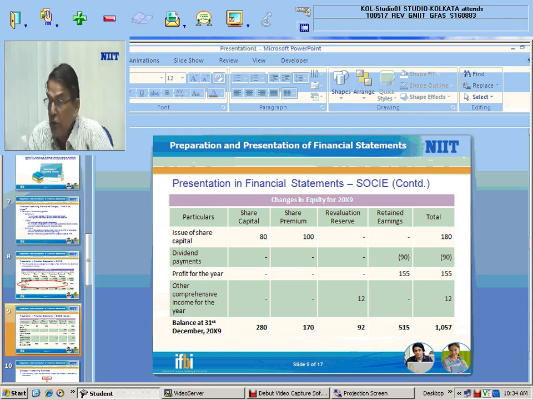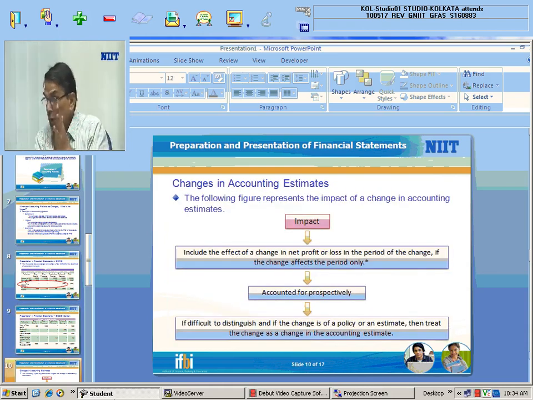So this slide is basically to present to you how a change in the accounting policy is reflected, the effect of changes in the accounting policy, how it is reflected in the financial statement, that is the statement of changes in equity. Now we will talk about, apart from changes in accounting policies, there can also be changes in accounting estimates. So how are they treated?